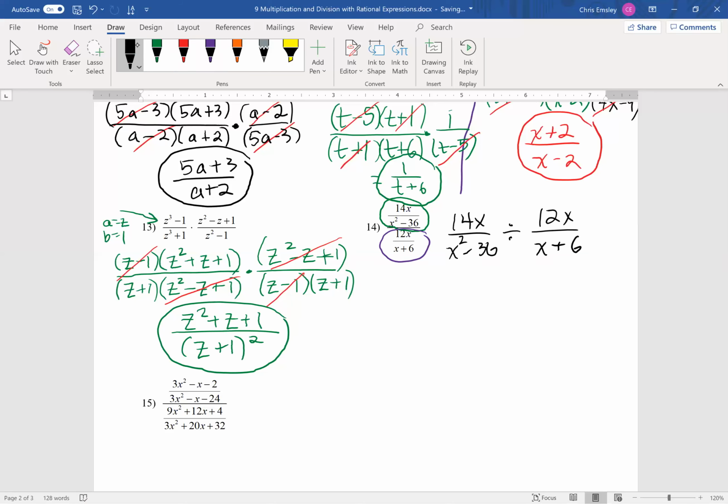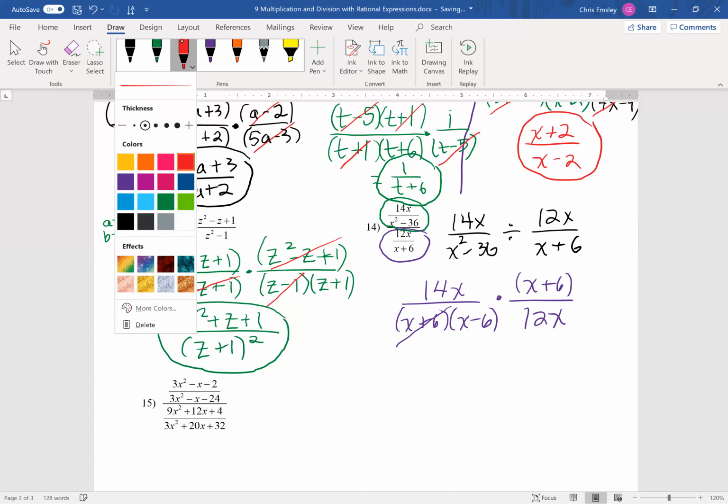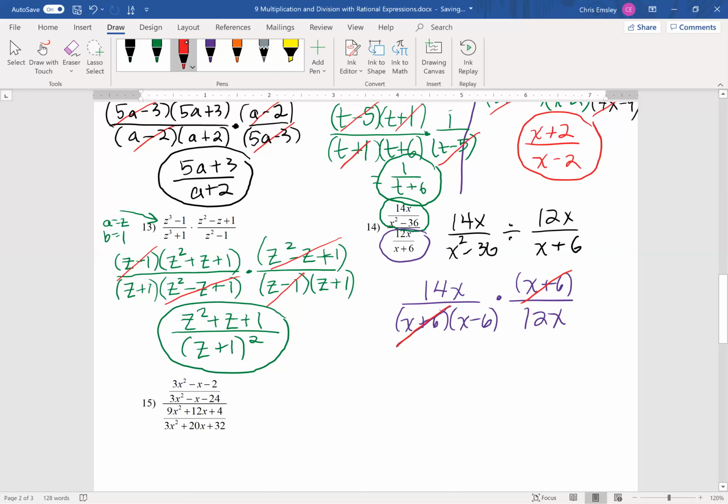Okay, so since we are dividing two fractions, we want to copy down the first one, and we'll go ahead and factor anything that we can. So that denominator becomes x plus 6 and x minus 6. And then we multiply by the reciprocal of the second one. No factoring there. So let's take a look. Those x plus 6's cancel. Let me get my red. Why isn't it red? There we go.